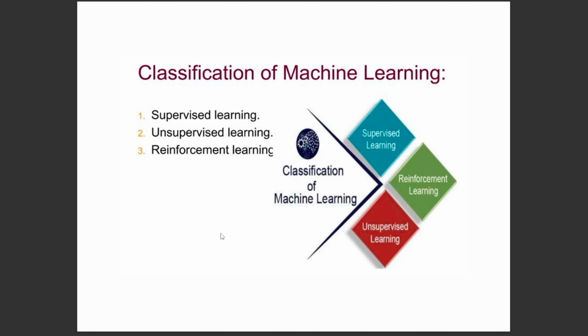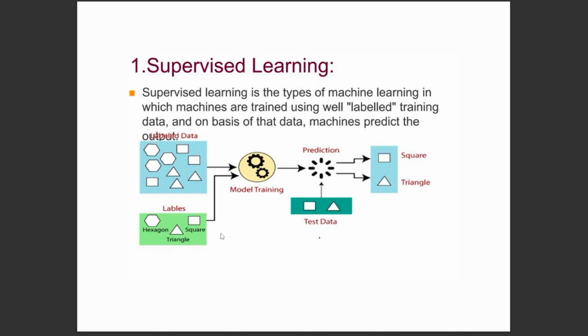Basically, machine learning is classified into three basic types. The first one is supervised machine learning, the second one is unsupervised machine learning, and the last one is reinforcement machine learning. Let's move forward and see what these classifications are and what kind of algorithms we will use. The first one is supervised learning.